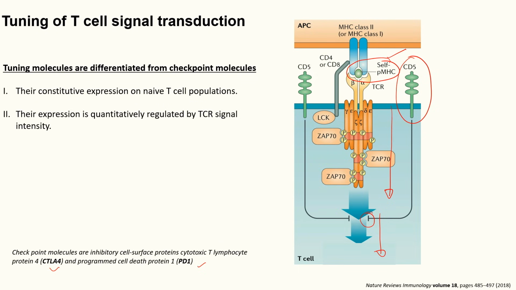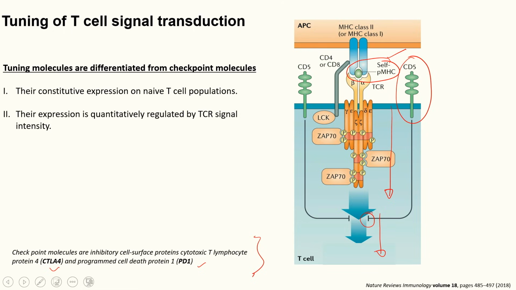Two important points make CD5 different from these checkpoint molecules. They are constitutively expressed on the naive T cell population. What do we mean by constitutively expressed? That means they are expressed at the time of requirement in the naive T cell. They are constitutively expressed, and their expression is quantitatively regulated by the signaling intensity. That means when there is more intense TCR-MHC signaling, we can see more and more expression of CD5.